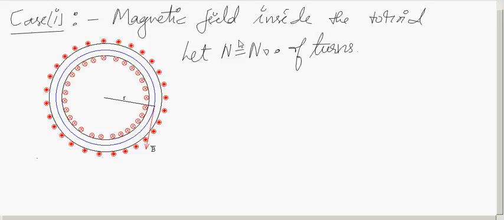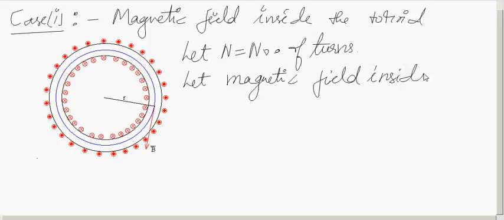Now let the magnetic field inside the toroid at any point at a distance r be B. As shown in this figure, B at each point is tangential, and if you take the total B, it will be in the clockwise direction.